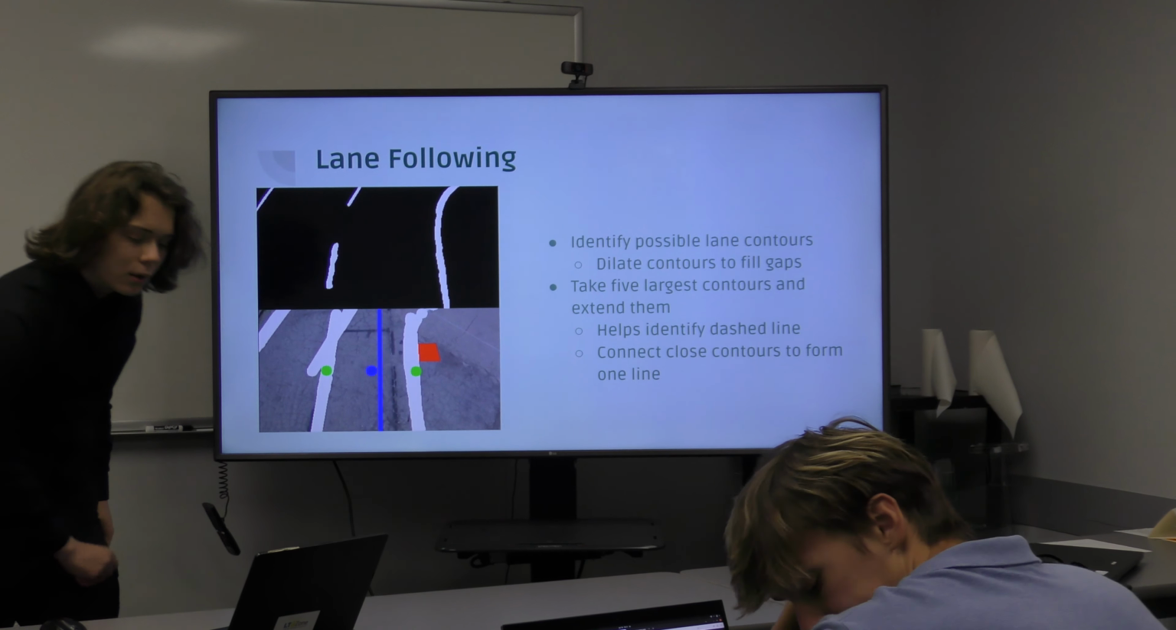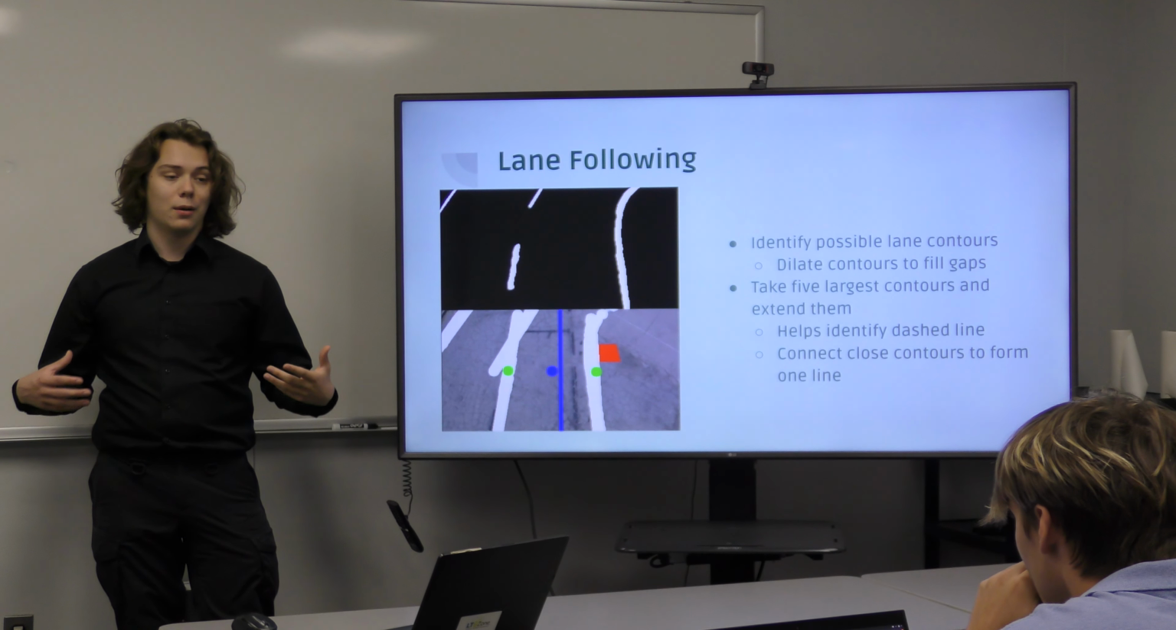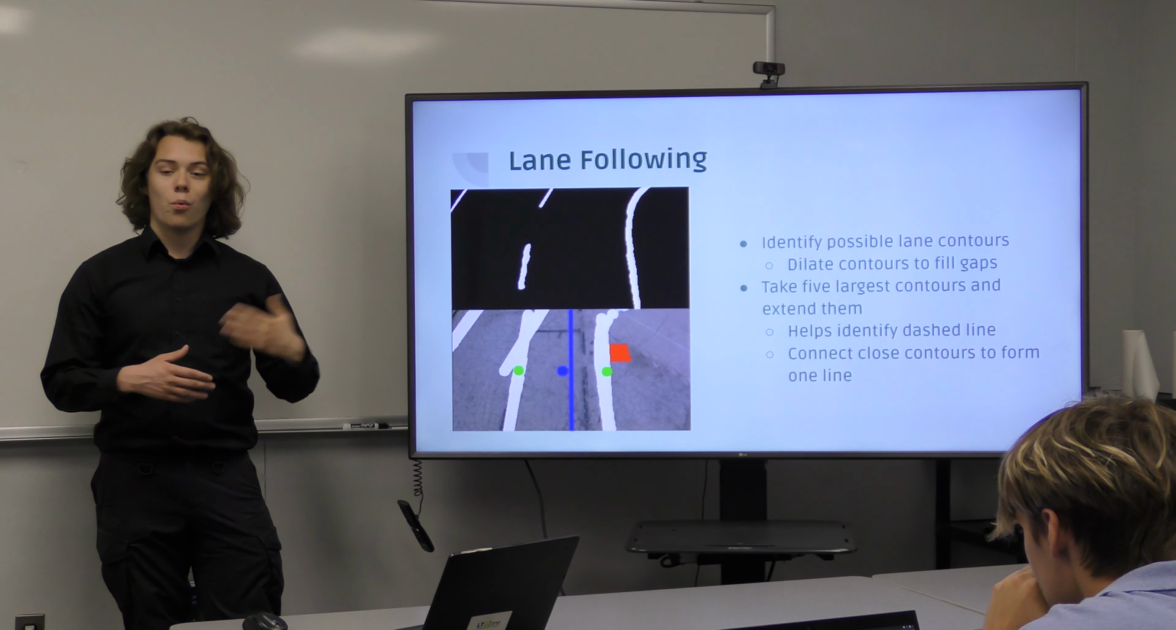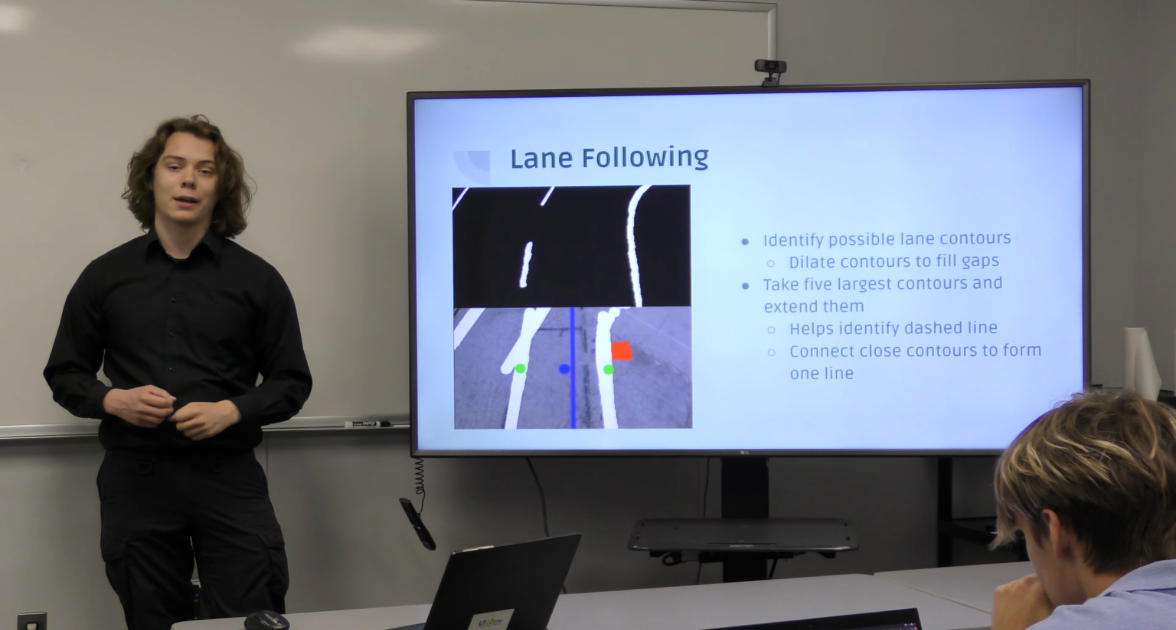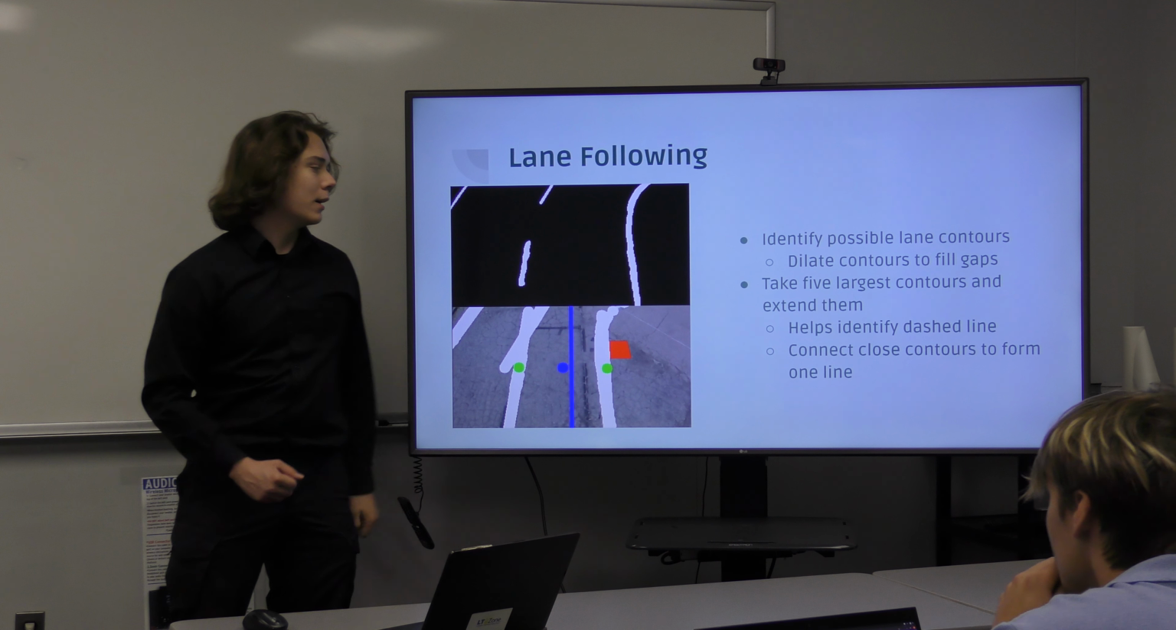In order for the lane following to work, it identifies the white lines for the lane. It will then dilate those in order to fill in any gaps in these poor road conditions. So if the white line has gaps because the pavement is cracking, the dilation can expand the contours that it finds and start connecting them together into one more uniform line.